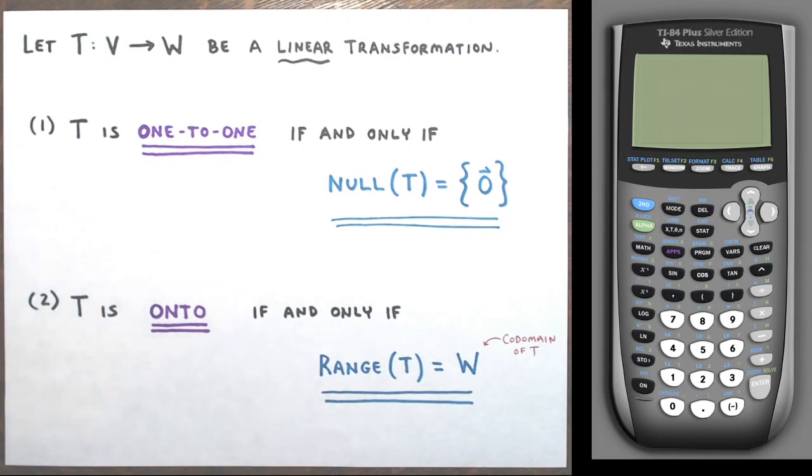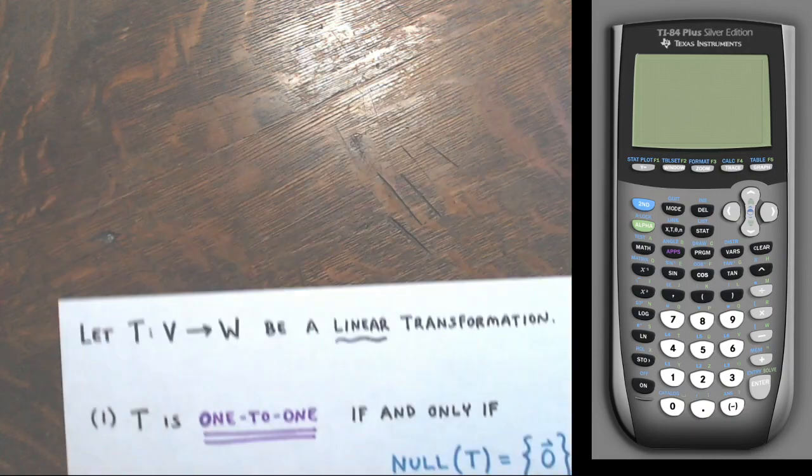And same thing goes for the range. If we determine that the range is the codomain, then we will have determined that the transformation is onto. And if we determine that the range is not the codomain, then we'll have determined that the transformation is not onto. Okay.